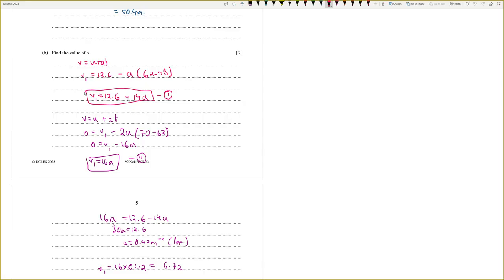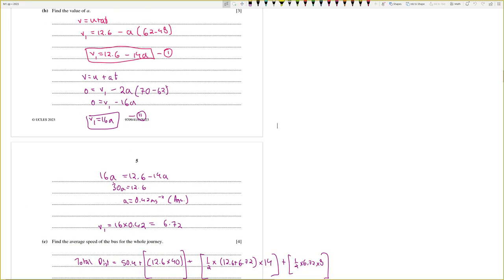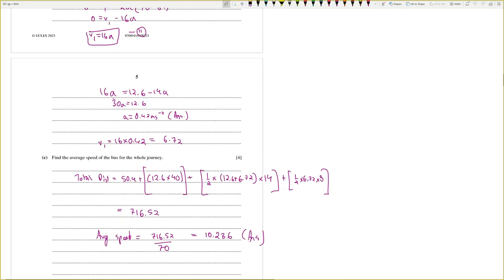So 16a is equal to 12.6 minus 14a, 30a is equal to 12.6. So we get a value of a which is 0.42 meter per second square. That is the thing that they wanted. That's our answer. Finally, what's part 3?